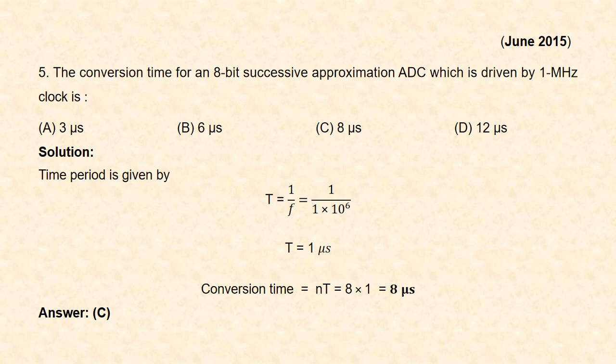Next question. This question was asked in June 2015. The conversion time for an 8-bit successive approximation ADC which is driven by a 1 MHz clock is? The clock time period T is given by 1 by F, which is equal to 1 by 1 into 10 to the power 6. So we have clock period as 1 microsecond. For successive approximation ADC, conversion time is equal to n into clock period, which is equal to 8 into 1, which is 8 microseconds. So option C is the correct one.